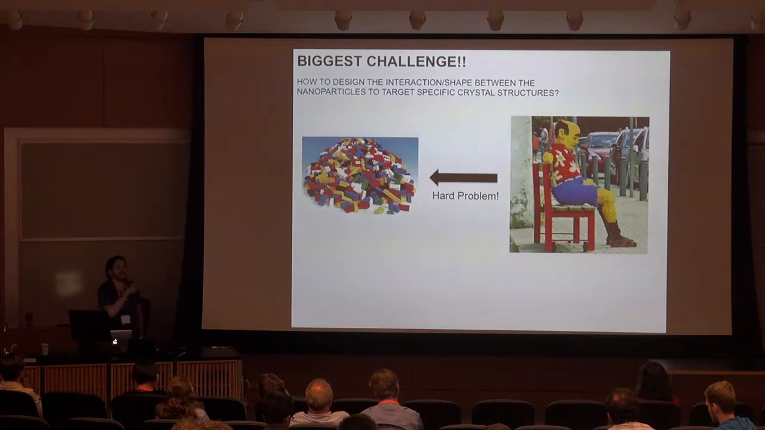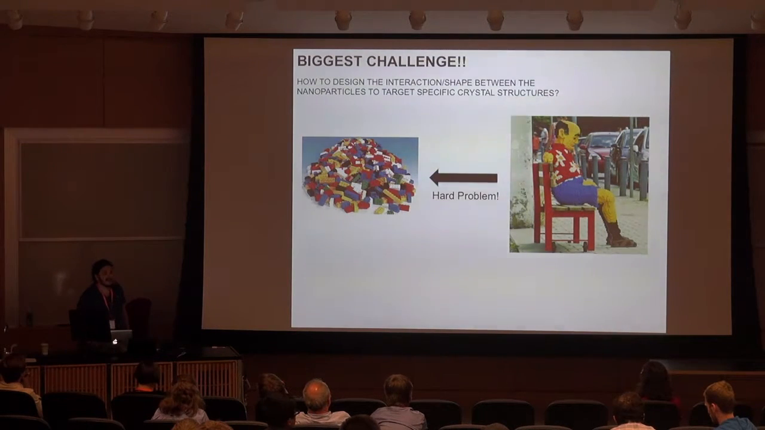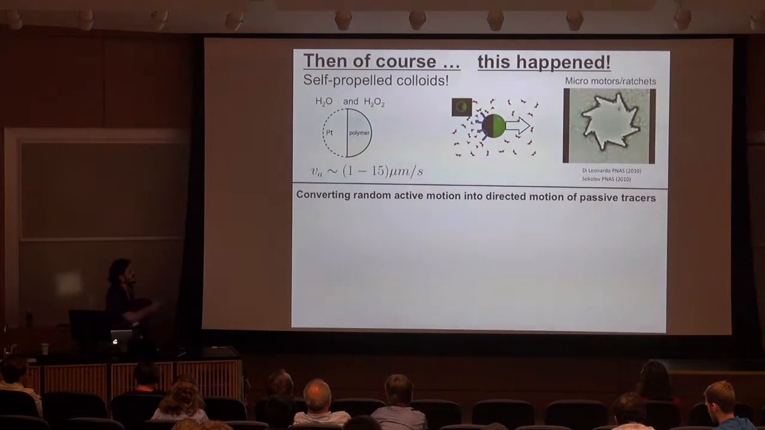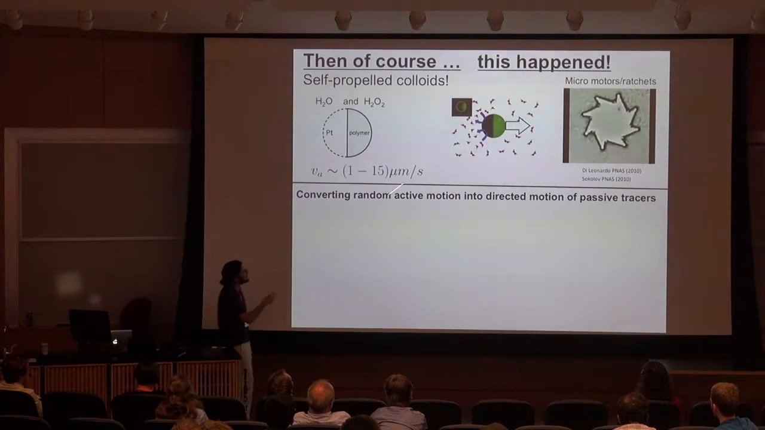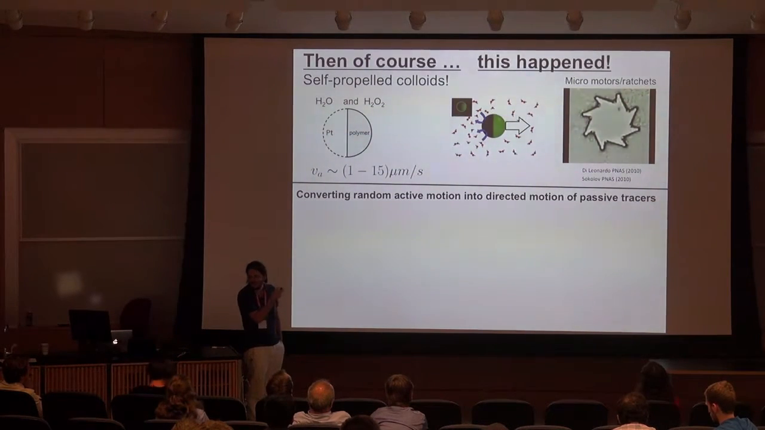And this is an unresolved problem, one of the 20 problems of the 21st century from DARPA. Okay. Anyway, I was very happy doing this until someone did something like this, right? Put a piece of platinum on nanoparticles, add some hydrogen peroxide, create some oxygen, and this stuff starts moving around, right?